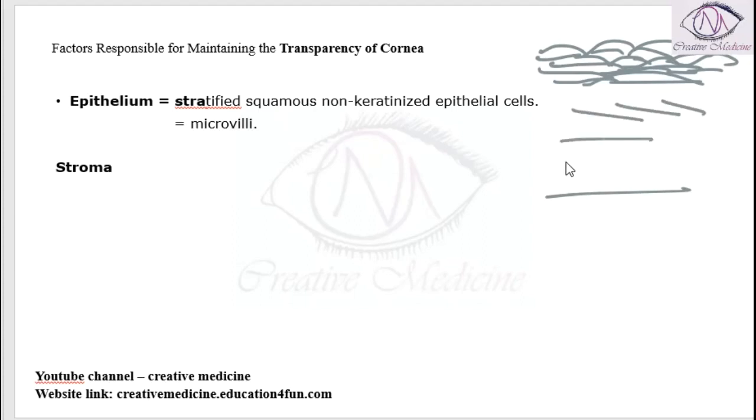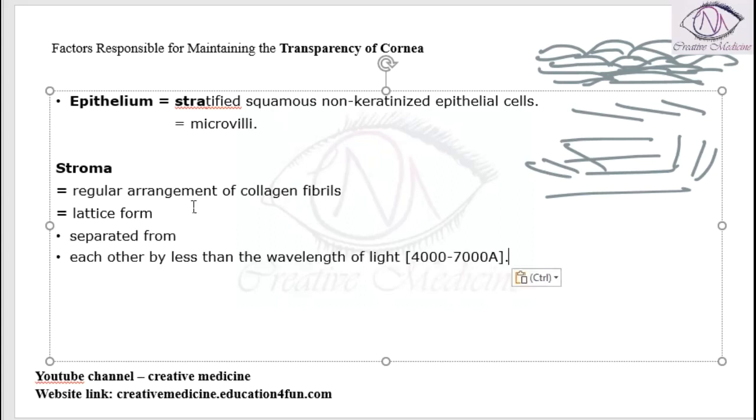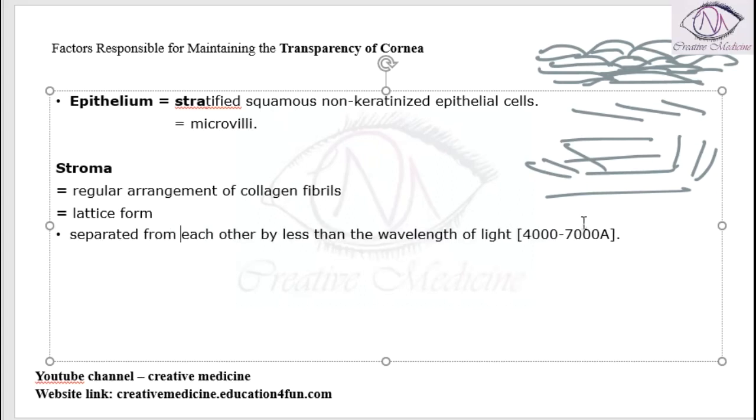In the stroma, there is a regular arrangement of collagen bundles, present in a lattice form. These regularly arranged collagen bundles are separated from each other by a distance lesser than the wavelength of light. So as a result, they are important in maintaining the transparency of the cornea.